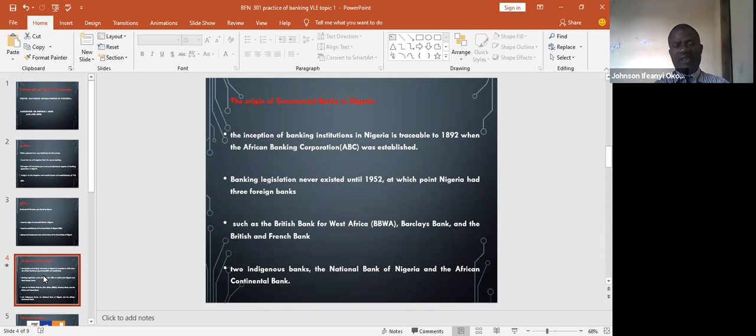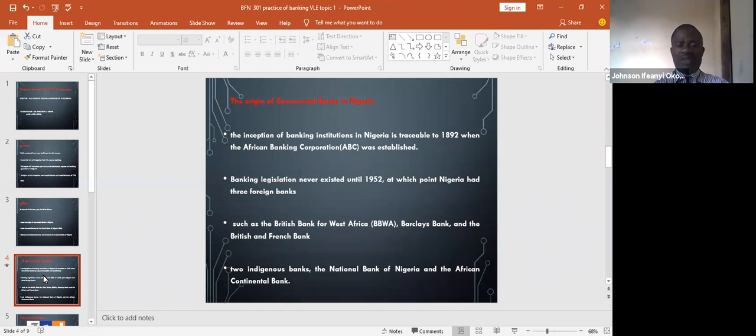Banking legislation never existed until 1952. That is to say, banking activities were carried out haphazardly. There was no official regulation to standardize the activities of banks and the banking operations until the legislation of 1952. In fact, that is the first banking ordinance in Nigeria. So another point to be noted is that the first banking ordinance was held in 1952. It is a point of note.